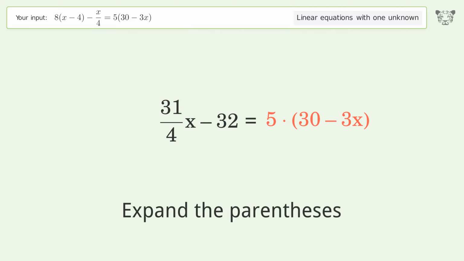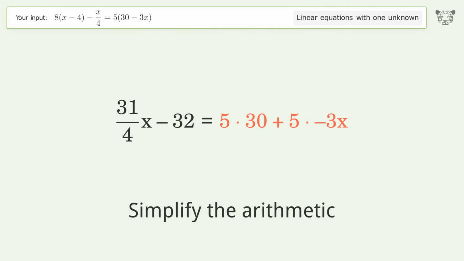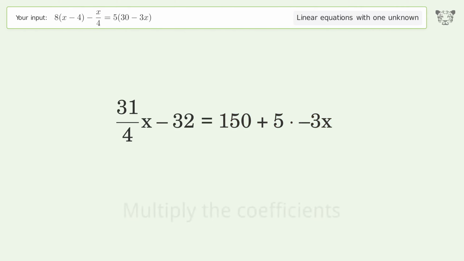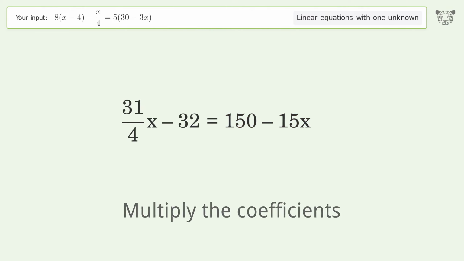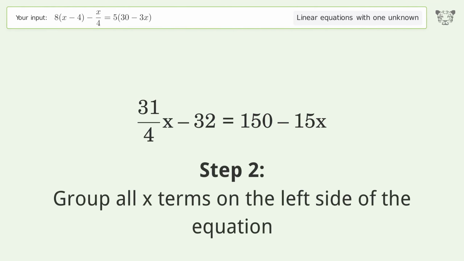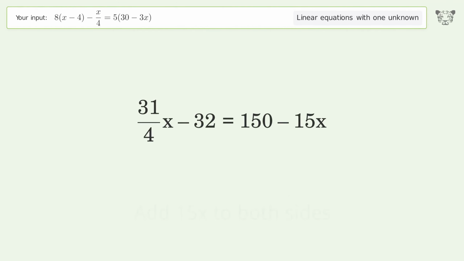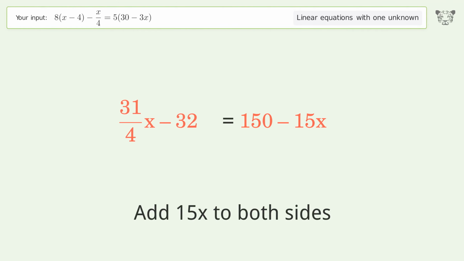Expand the parentheses. Simplify the arithmetic. Multiply the coefficients. Group all x terms on the left side of the equation. Add 15x to both sides.